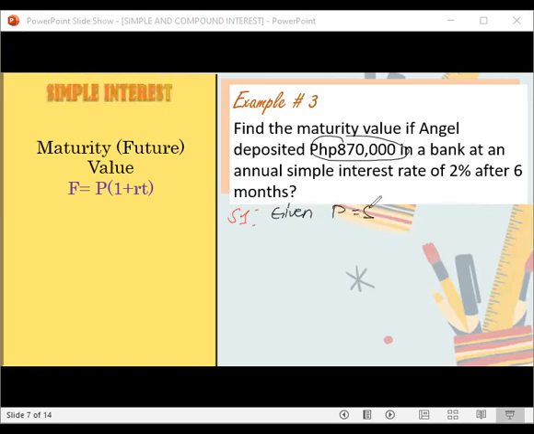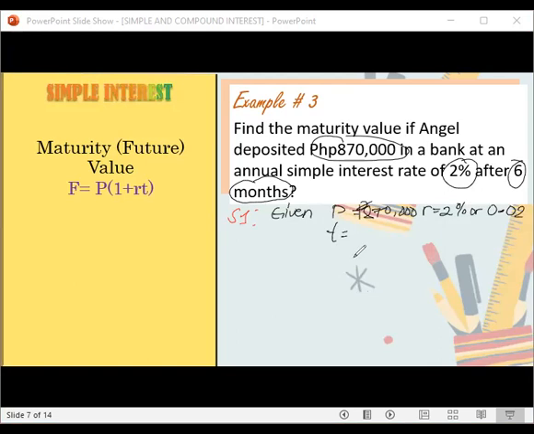Principal is 870,000 pesos. Next is the 2%. So, alam natin na ang rate ay 2% or 0.02 kapag kinonvert natin into decimal. And for the time, kung mapapansin nyo, naka 6 months, in terms of months ulit siya.